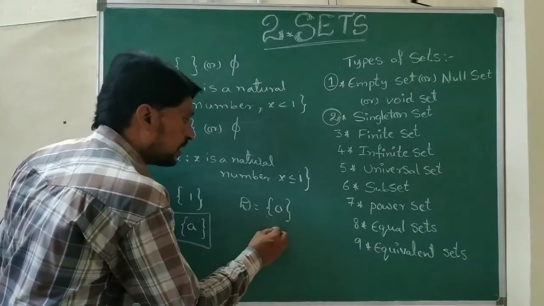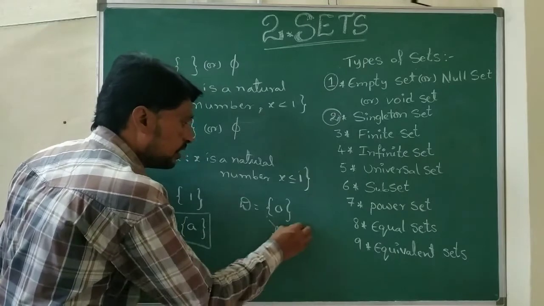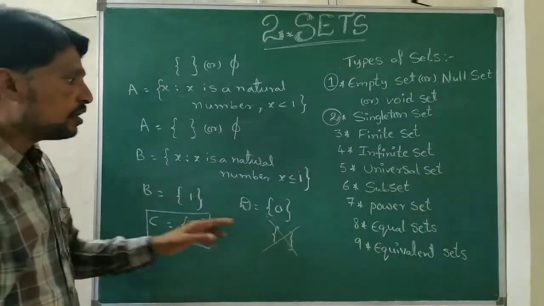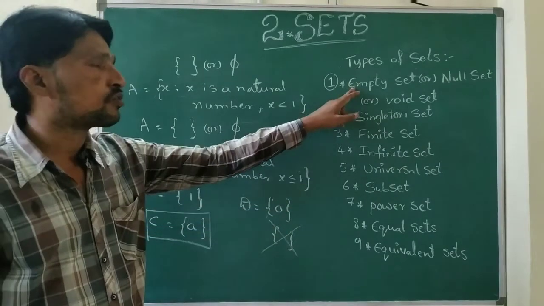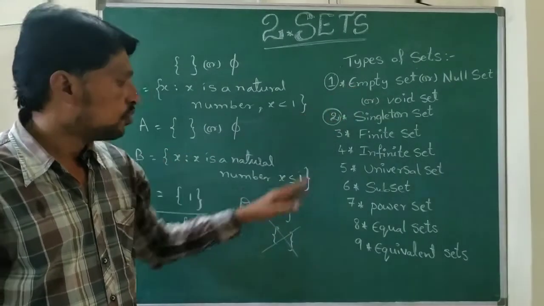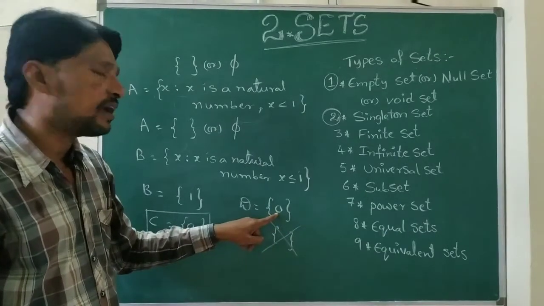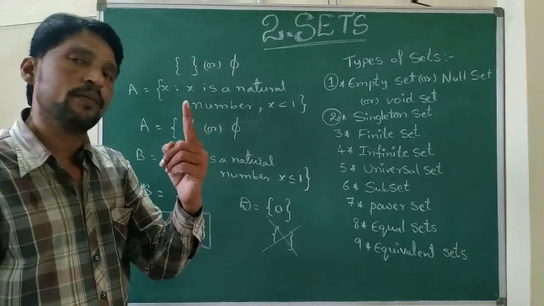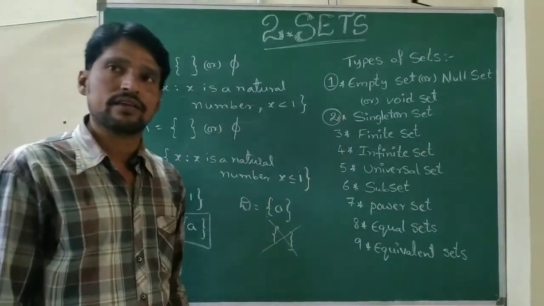Here don't write it without the element. 0 is the element, so don't use empty braces, because if we do, it becomes the empty set. The empty set and the singleton set are both different. Here 0 is the one element, so that is the singleton set.